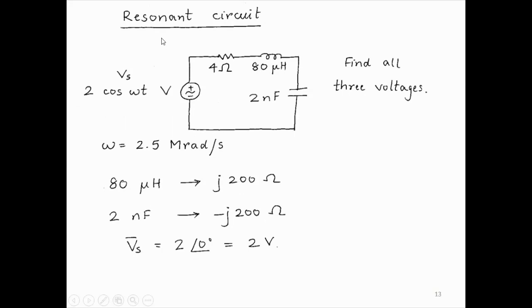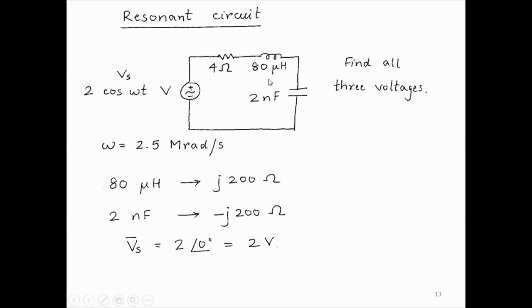Alright, let's look at this circuit. Again, I don't know what you've seen and not seen, but this is a resonant circuit. We'll look at this in more detail in the next week's lectures, I think. But let's just analyze this for one particular set of values. So 4 ohms, 80 micro, 2 nanofarads. The source is 2 cos omega t and omega is given to be 2.5 mega radians per second.